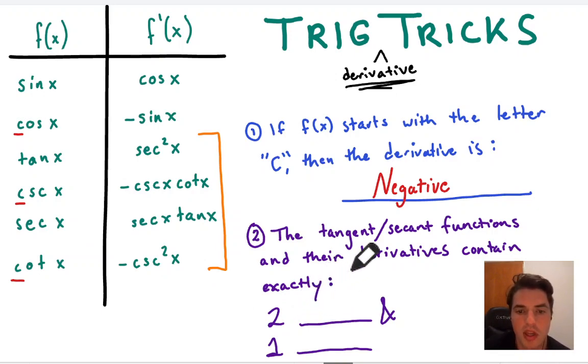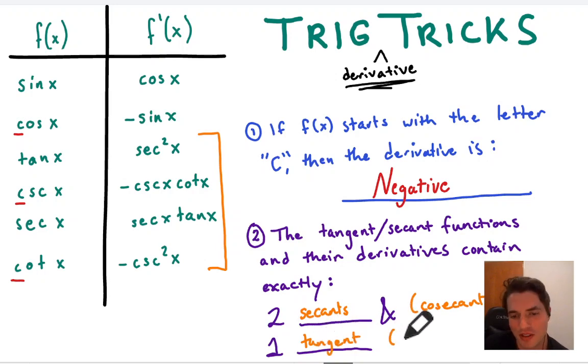So the tangent and secant functions and their derivatives contain exactly two secants or cosecants, and one tangent or cotangent. Oh, this is going behind my head, isn't it? All right. Well, oh well. Exactly two secants and one tangent or cotangent, behind my head. Okay, no problem.